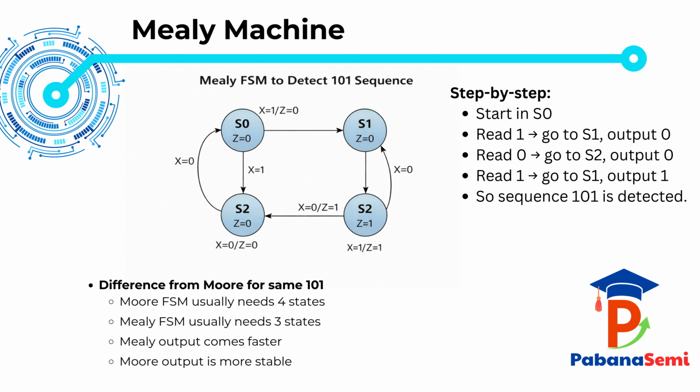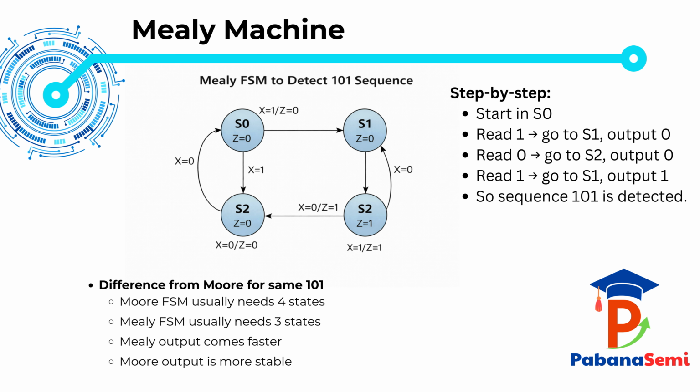Now, compare this with the Moore FSM for the same sequence. A Moore FSM usually needs 4 states, while a Mealy FSM usually needs only 3 states. Also, the Mealy output comes faster because it is generated directly from the present state and the input. In contrast, the Moore output is usually more stable because it depends only on the state. So the main idea is this. Mealy machines respond faster and often use fewer states, while Moore machines are simpler and more stable in output behavior.